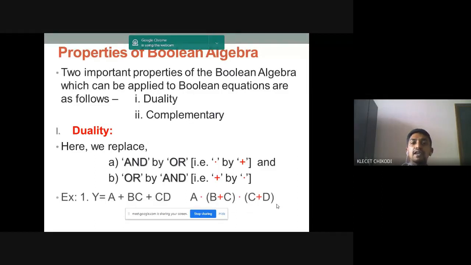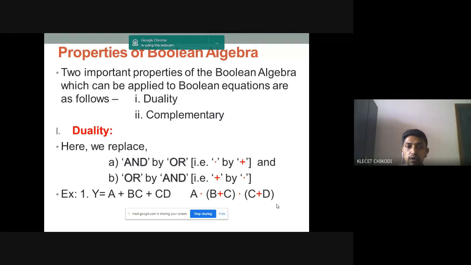So if you see one example here, example 1, I have written Y is equal to A plus B dot C. So instead of dot, I have written BC only, plus C dot D. So this is the equation, right?